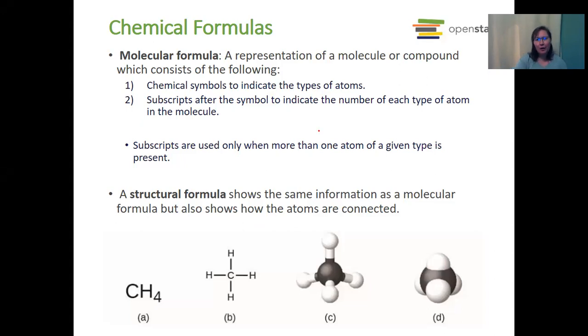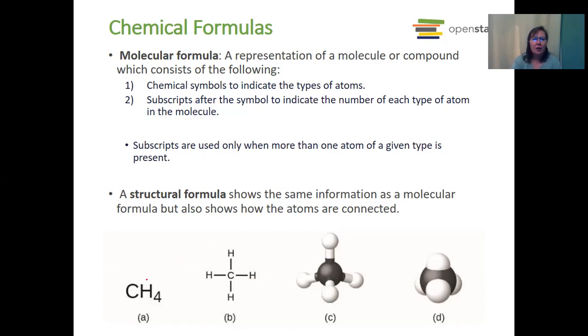A molecular formula is a representation of a molecule or a compound which consists of chemical symbols and subscripts that tell you how many there are in a molecule. Sorry, or the ratio in an ionic compound. Well, for a molecular formula, just in a molecule. A structural formula is going to show you a couple other things. It shows you structurally what's going on here.